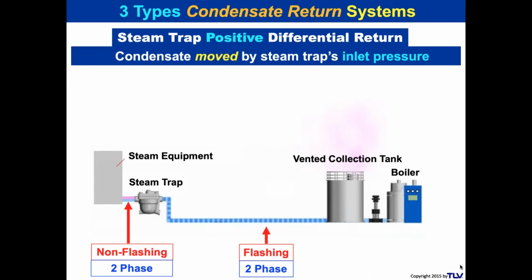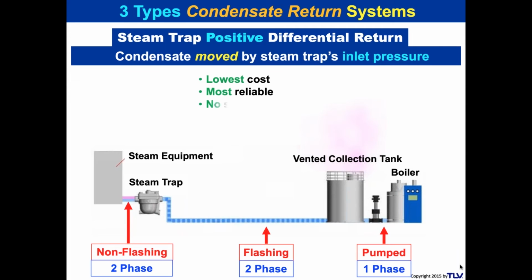And then we'll put that into the vented collection tank, and from that we'll flash it off, and we'll take pumped condensate as a solid liquid phase outside of that tank and push it back to the boiler or another transfer pump. This is the simplest system. It's the lowest cost. It's just a steam trap to get it over to the vented collection tank. There's no other pumps involved. It's the most reliable system. There's no special equipment, and it's easy to implement.